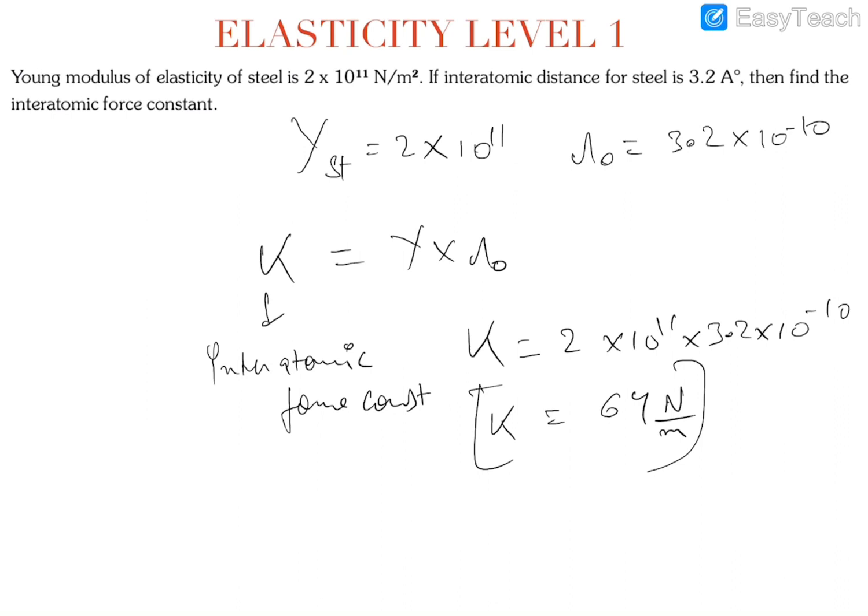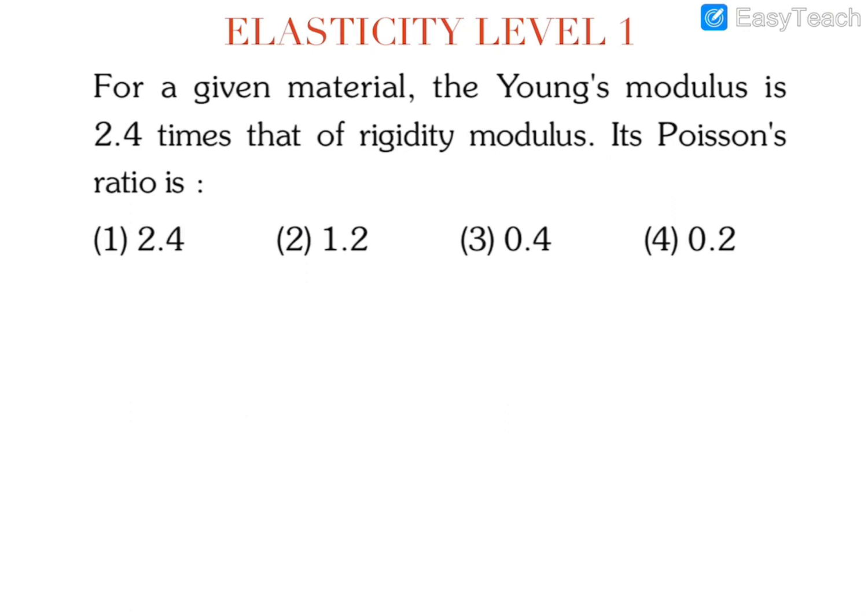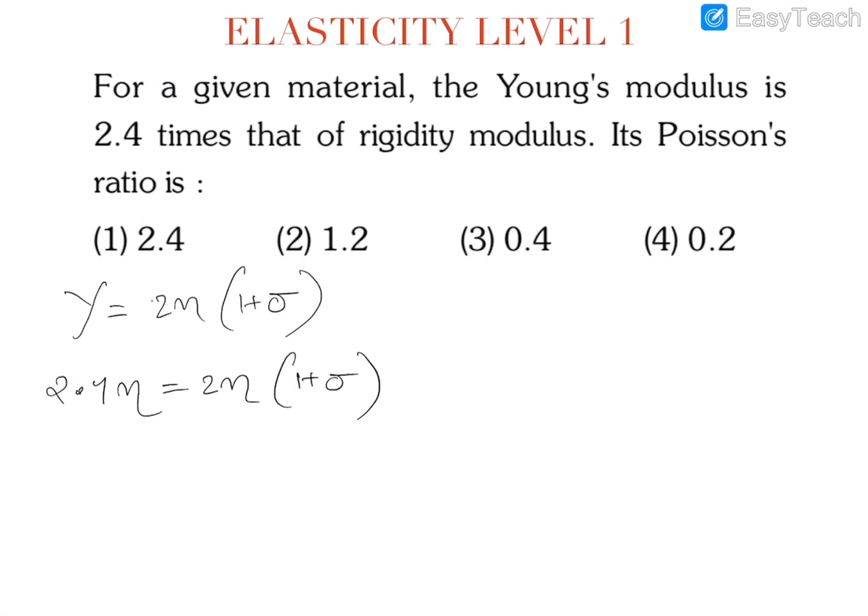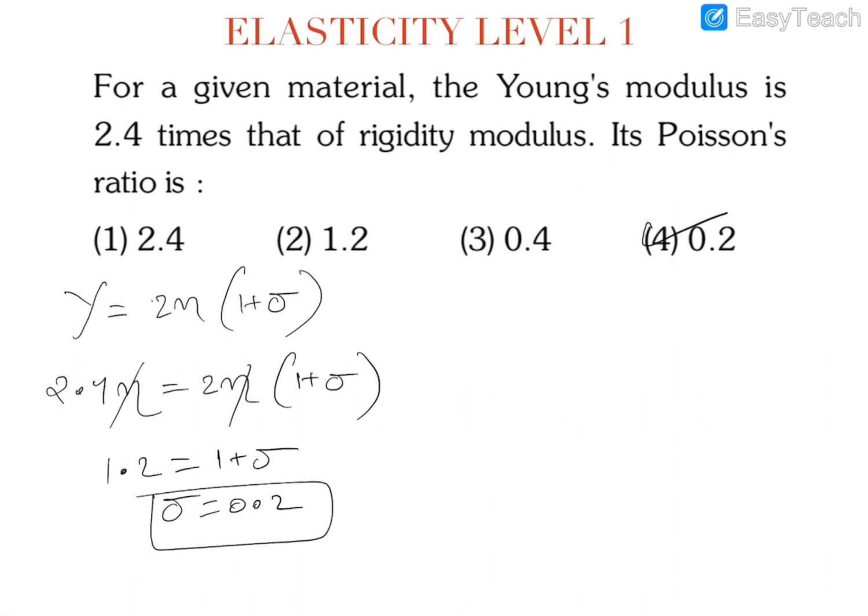Now we move on to the next question. In this question, it is given that for a given material, the Young's modulus is 2.4 times that of the rigidity modulus. So we have to find out the Poisson's ratio. We can say that the formula which relates Young's modulus with rigidity modulus is gamma is equal to 2 eta (1 plus sigma). So gamma is 2.4 times the rigidity modulus, and this is 2 eta (1 plus sigma). So cancelling this out, this is 1.2, and it is equal to 1 plus sigma, and sigma is equal to 0.2. So this is the value of Poisson's ratio.